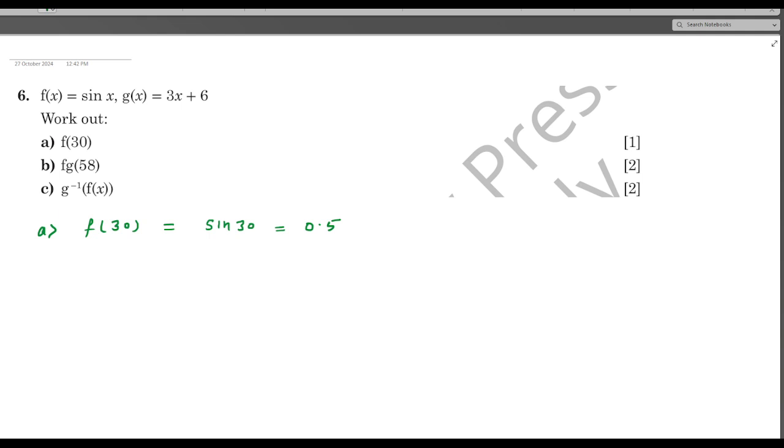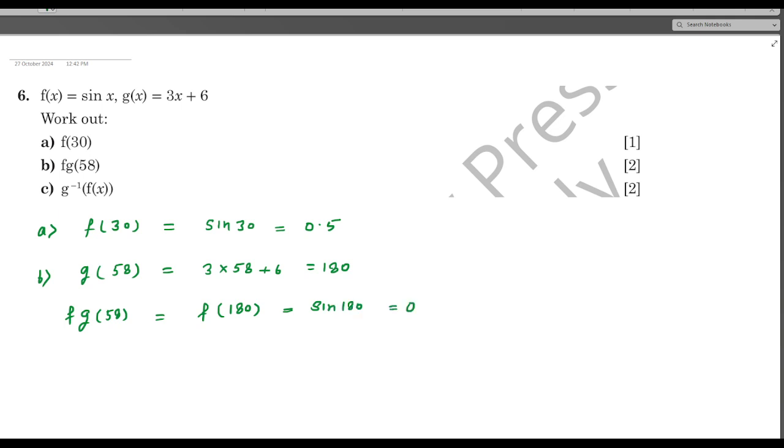Then f g 58. Okay, so B part. Now if I see what is g of 58, then it is 3 times 58 plus 6. Now 3 times 58 plus 6. Result is 180. So your f g 58 will be equal to f of 180. Now f of 180 will be equal to sine of 180, and sine of 180 is 0.